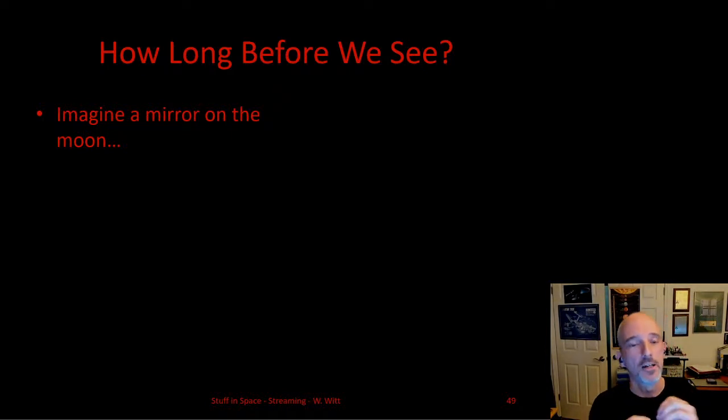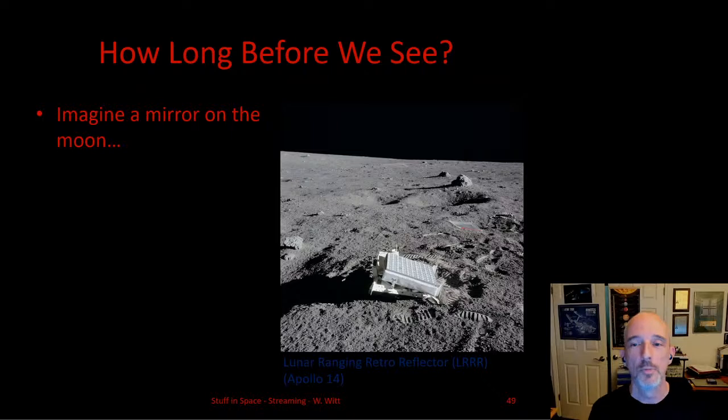But if we now, instead of using my palm, use the moon, it's a different story. So now we're back to imagining a mirror on the moon. And we don't have to imagine it all that hard because we've put mirrors on the moon. Right here is something called the Lunar Ranging Retroreflector. This is an object that the Apollo 14 mission put on the moon some time ago. And we actually use that mirror to bounce lasers off. You can see this mirror sitting here on the lunar surface.